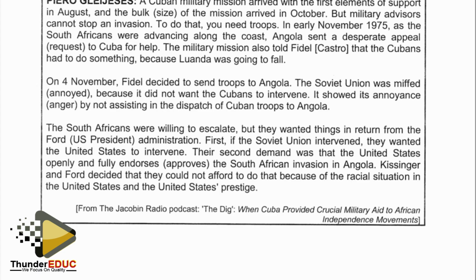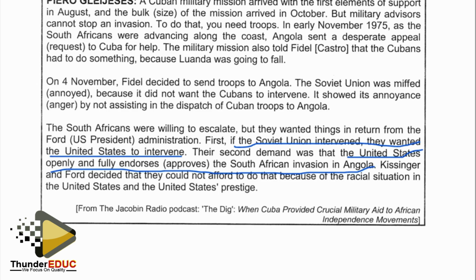Right, it says, if the Soviet Union intervened, they wanted the United States to intervene. That was one demand. They are saying if Russia is getting involved in this politics, let America also get involved. And their second demand was that the United States openly and fully endorsed South Africa's invasion in Angola.